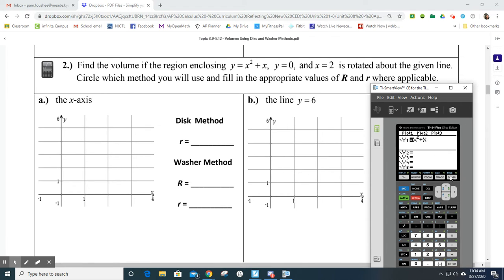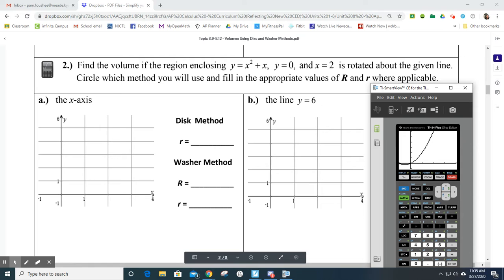Let's make it a little bit closer. Let's do our window like they have it. So I'm going to go -1 to 4 and -1 to 6, and graph. Okay, I'm going to take a picture of it.